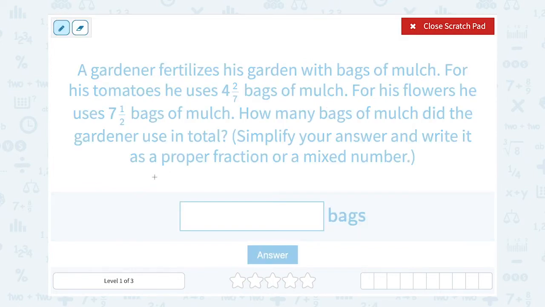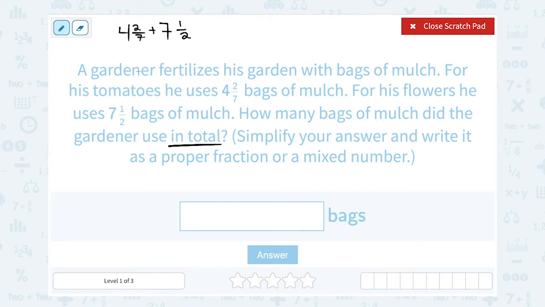Since they're saying in total, that's a hint that we need to add these two numbers together. So we need to say 4 2/7 plus 7.5 to figure out the total amount of bags of fertilizer used. Now if I look at these two numbers, they're both mixed numbers, meaning they have a whole number part and a fraction part that goes with it.